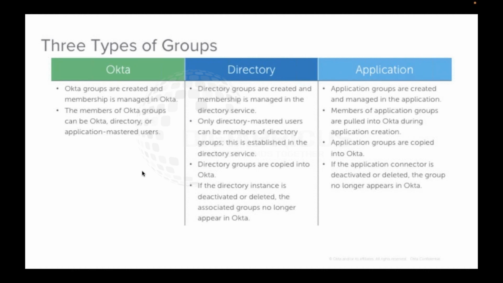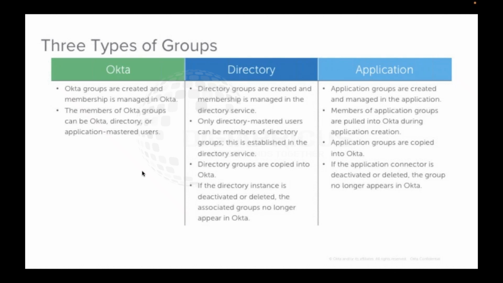But in directory and application groups, they can only consist of their own users. Like the directory group cannot have application users or the Okta users, and the application group cannot have the Okta users and the directory users. But only the Okta group is the one wherein you can have all three users.